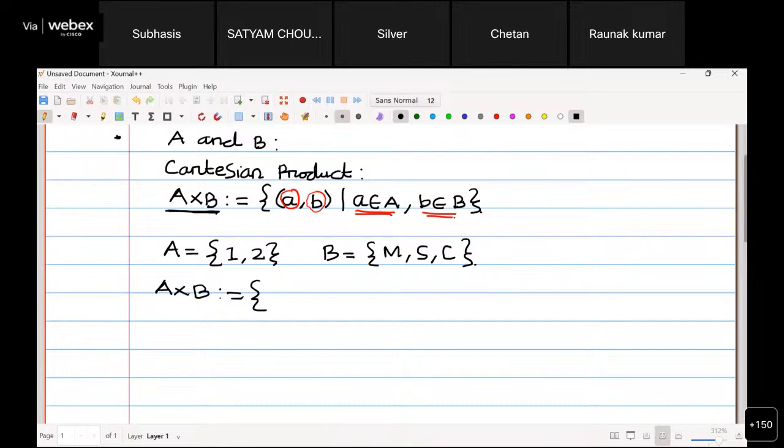Total number of pairs is six, sir. Two times three, six pairs. No, I'm not asking about the cardinality. I'm asking about the set. The cardinality of set A is 2, but the set A consists of two elements, that is 1 and 2. Similarly, the cardinality of set B is 3. Yes, sir. But the elements of B are different, that is M, S, C. I am asking about the elements of A cross B.